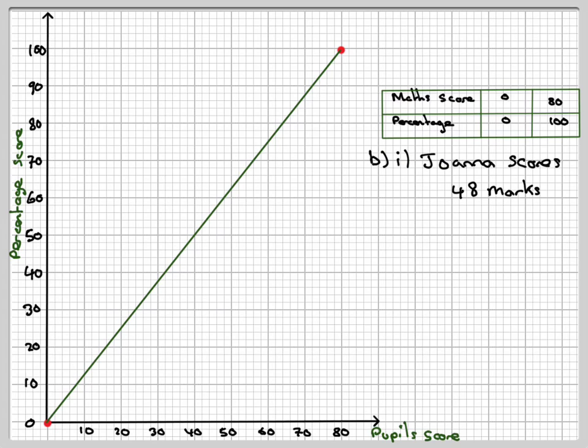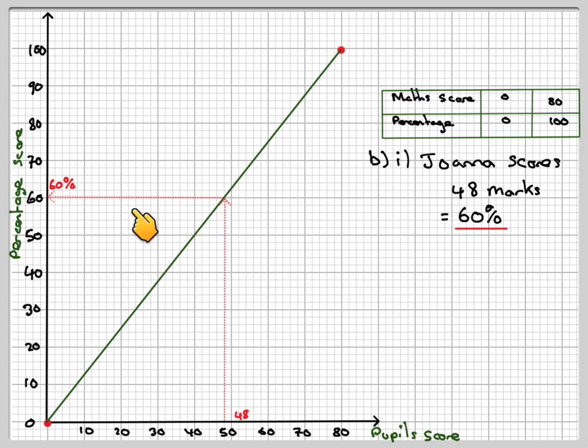So for Joanna, who scored 48 marks. So how do we show how we got the answer? First of all, we find along here 48, which is that point there. We realize that each one little square here is going to be worth two marks. We draw a dotted line upwards to the graph, and then read along horizontally off the graph, and we get 60%.